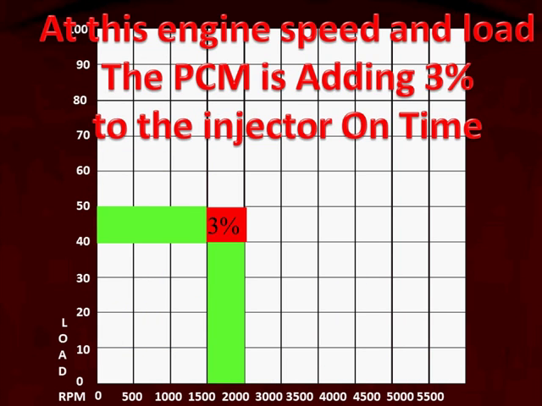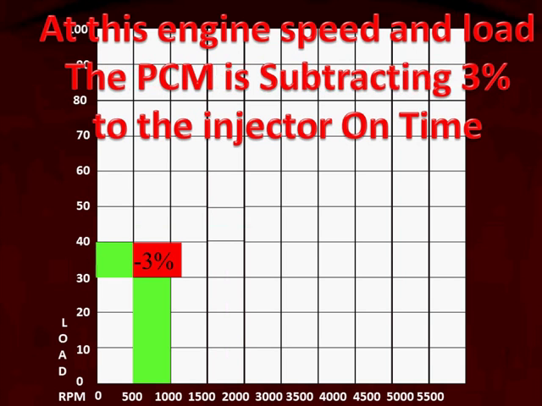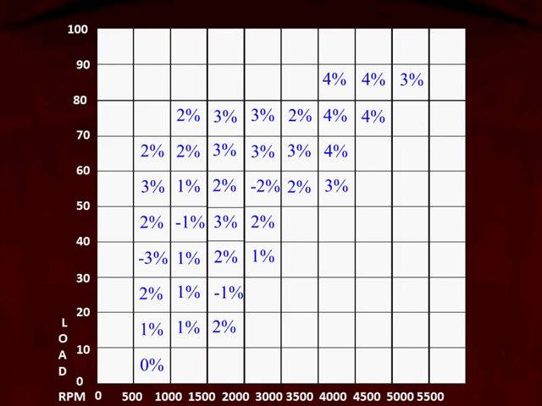When we look at that, at this particular engine speed and load, the computer is adding 3% to the injector on time to make the oxygen sensor report that we have a good air-fuel mixture. Here, over in this cell, different load, different RPM, it's minus 3%. And that's what it does for each and every cell, or every option of load and RPM.